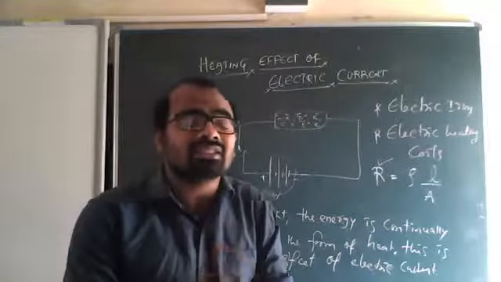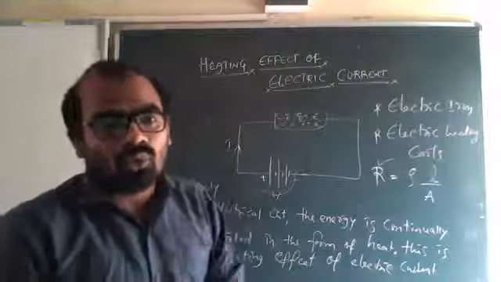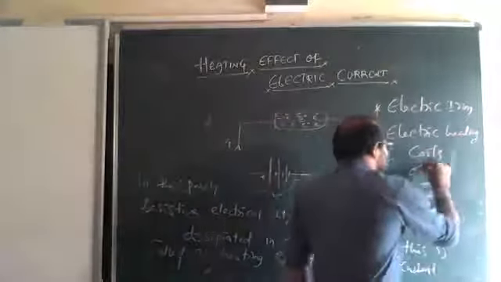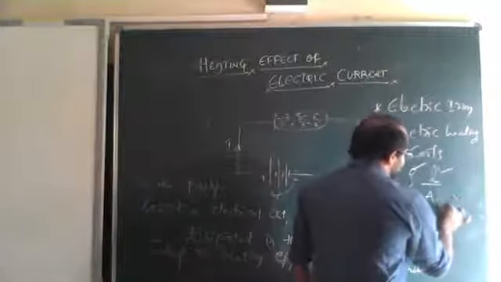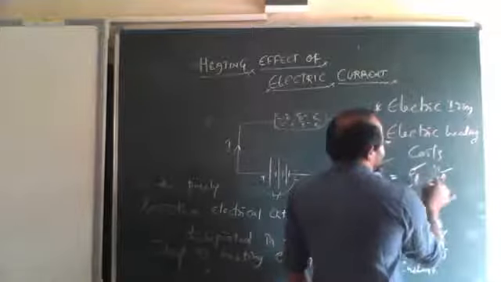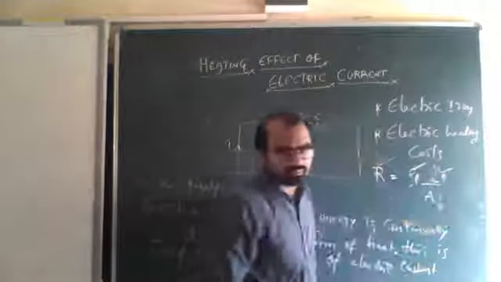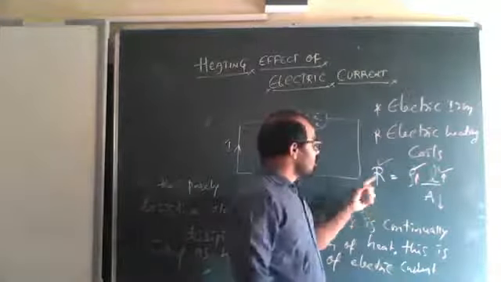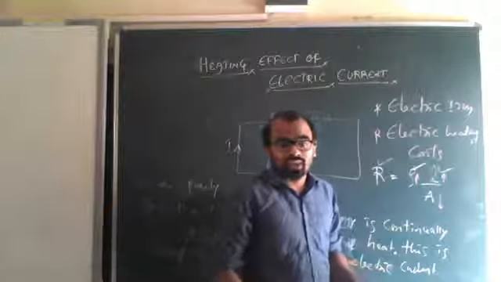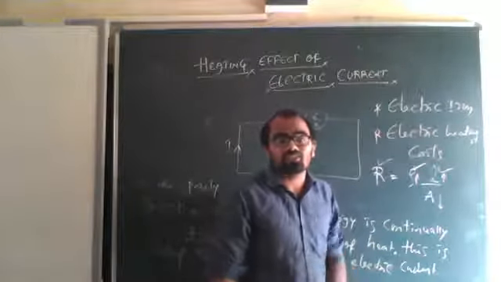That means the resistance has to be made more. For the resistance to be more, we have to keep ρ more, L more and A less. I hope you are understanding. These are directly connected, these are inversely connected. For resistance to be more, resistivity has to be more. Electrical resistivity has to be more.